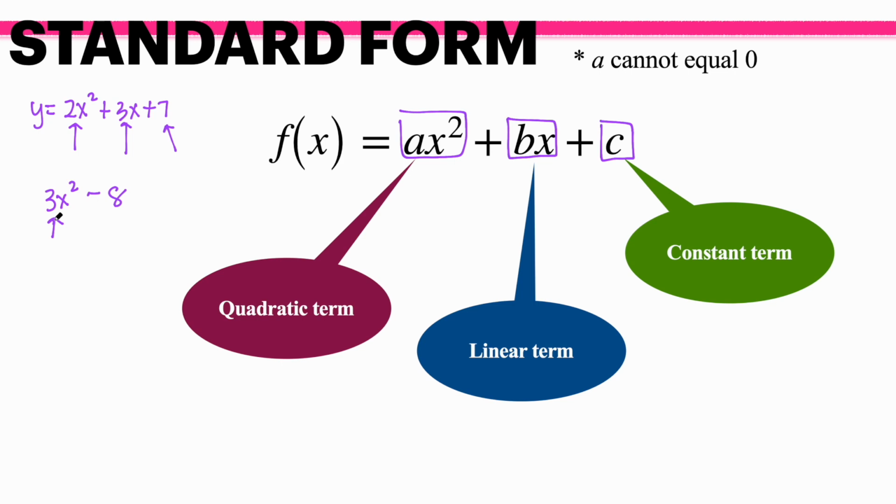Or if we had 3x squared minus 8, this would be represented by our quadratic. We would not have a linear term because there is no single variable. And then negative 8 would be considered our constant term. So we do not always have to have all three terms for it to be a quadratic, but we must have the square in order for it to be a quadratic function.